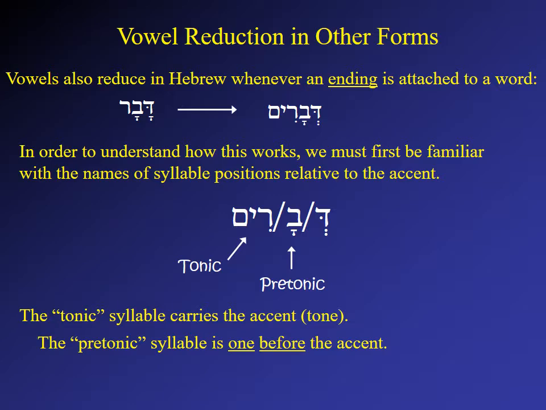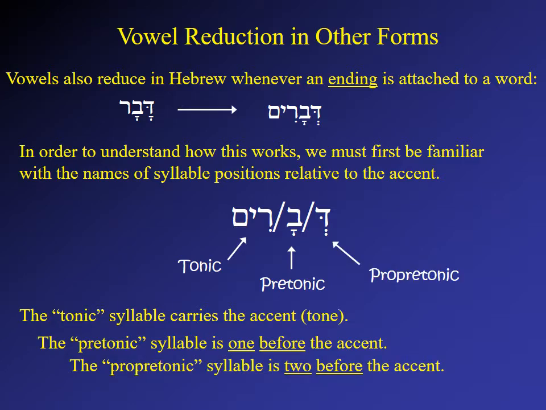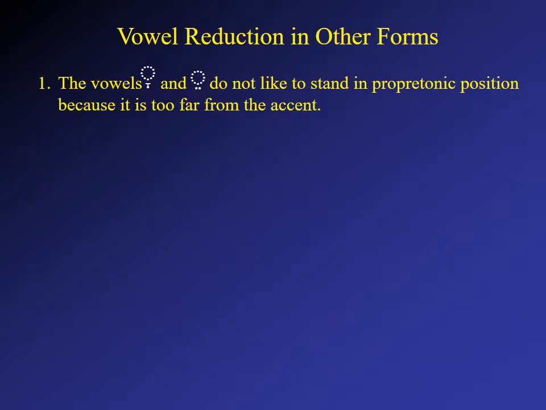So tonic is accented, pretonic, the one before the one that is accented, and then propretonic, the one before that, two before the accent. So we need to have these terms in mind: tonic, pretonic, propretonic.